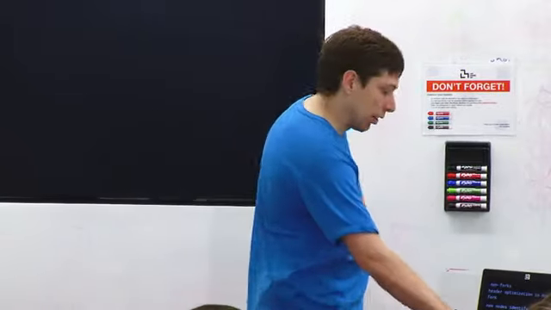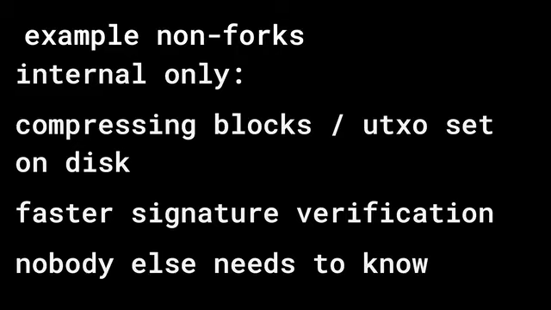So these are the easiest changes in the system, the non-forks. They get through because there's no real coordination needed and it's backwards and forwards compatible. So that's cool. Some example non-forks: a lot of them are internal only, that you can't even see from outside. So for example, compressing blocks or compressing your database.